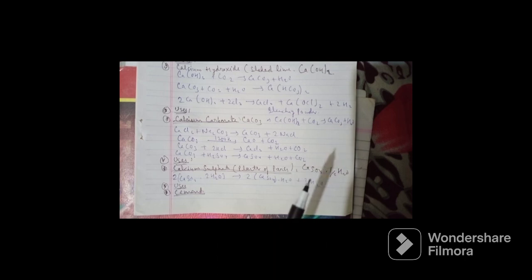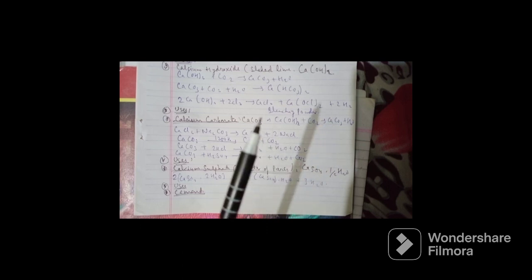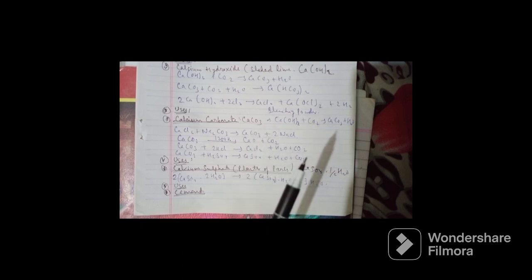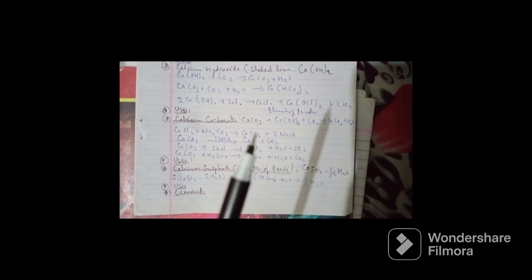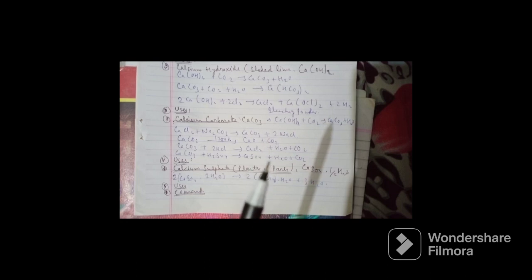Thus, the important ingredients present in Portland cement are dicalcium silicate, Ca2SiO4, which is 26%, tricalcium silicate, Ca3SiO5, 51%, and tricalcium aluminate, Ca3Al2O6, 11%. Now we talk about the setting of cement.